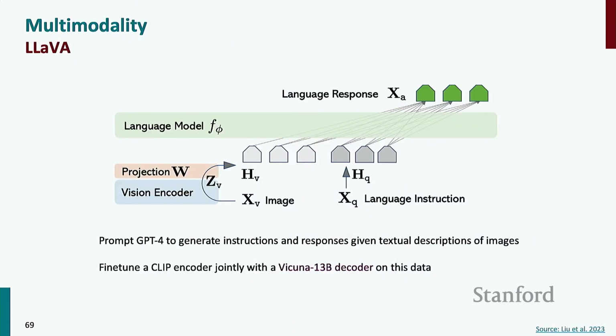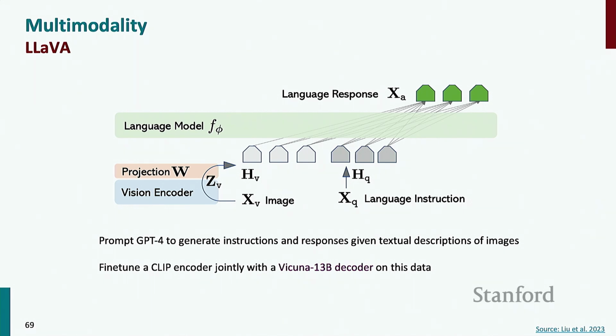So the first one that we're going to look at is LLaVA. And the idea here is, again, similar to Orca that we looked at in the reasoning half of the lecture. We're going to use GPT-4 to generate, this time, both instructions and responses for textual descriptions of images. So maybe there's an image, and we're going to use metadata corresponding to that image to come up with a textual description, feed that into GPT-4, and ask it to generate possible questions and responses.